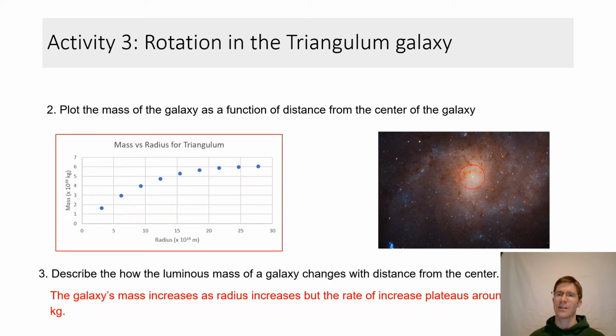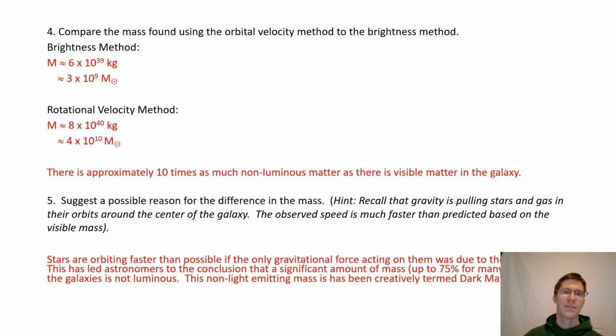So the mass of a galaxy is proportional to the amount of luminous matter in the galaxy. Students go through several different stages in this activity where they look at different size circles in the galaxy, figure out how much mass is being enclosed in that, and then plot that. So they should get a mass for the enclosed light in the galaxy. We'll call this the brightness method for determining the mass of a galaxy.